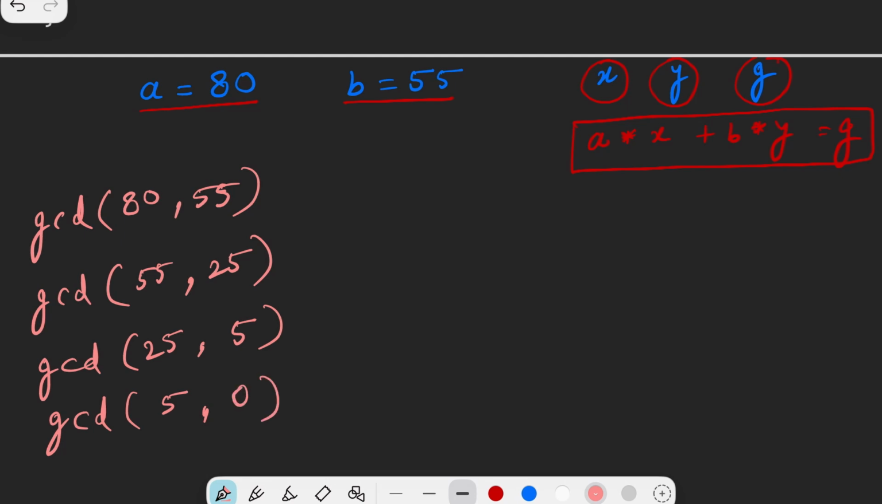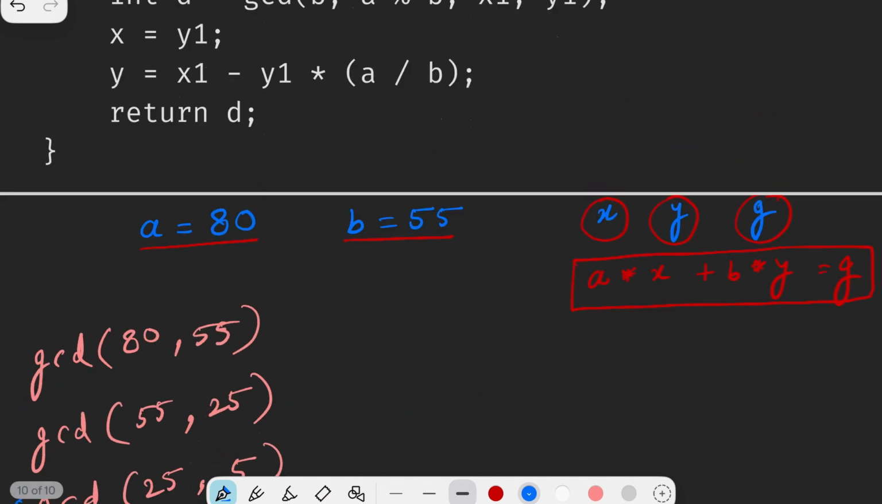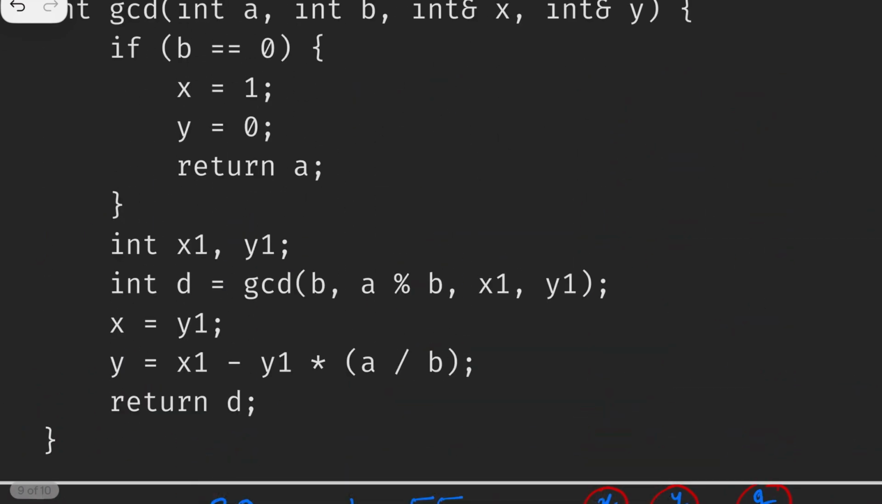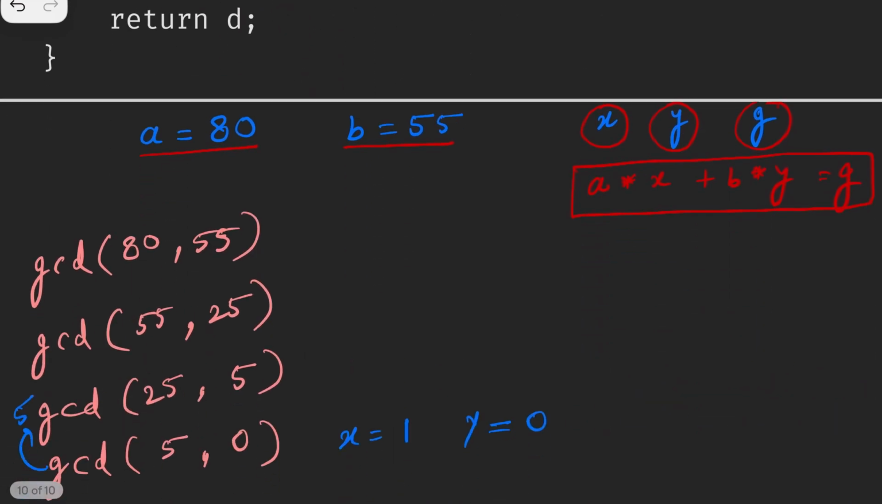So now we have reached the terminating stage. At this particular stage we do know the value of x and y. So here the value of x is 1, value of y is 0, and it will return value as 5. Remember, when b is equal to 0, we are returning the value of a and we are updating x and y. That's what I have written here.